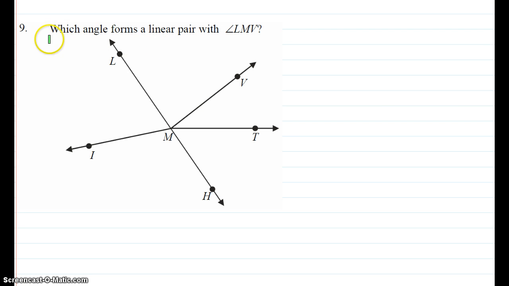All right, for number 9, it says which angle forms a linear pair. So remember that a linear pair will be two angles that make a straight line. So it'll be two angles that when put together, they make a straight line with LMV. So angle LMV. Let's go ahead and highlight that first angle, LMV.